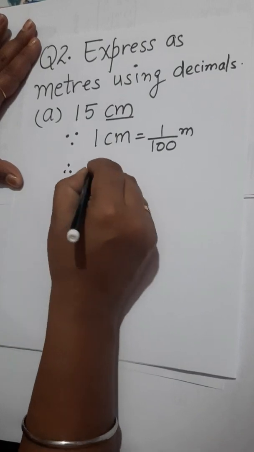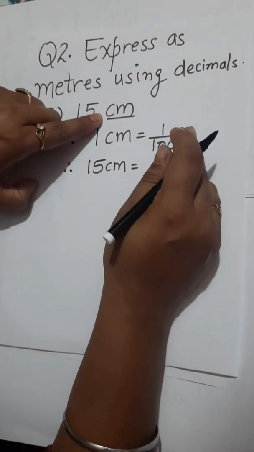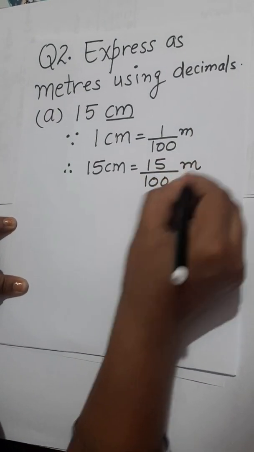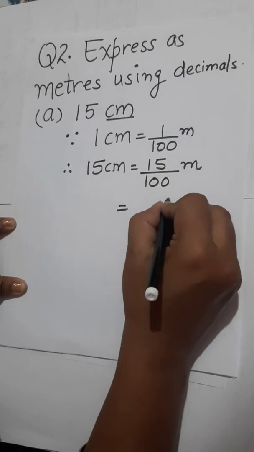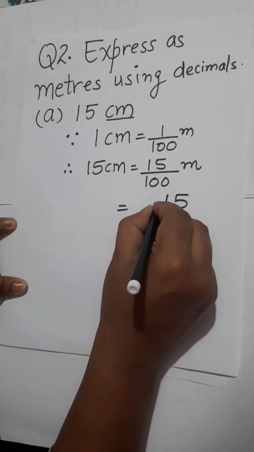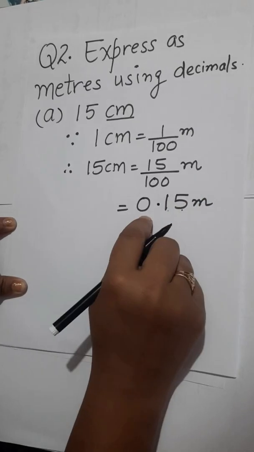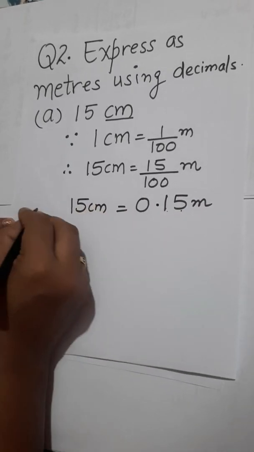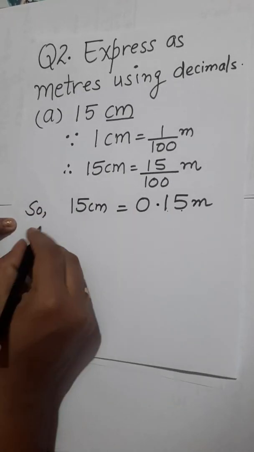So we can write, therefore, 15 centimeter. Whenever you have to express centimeter into meter, just divide the given number by 100. Now here we have 2 zeros in the denominator. It means write the numerator first, then after 2 digits from the right put the decimal, then 0 before the decimal, 0.15 meters. Simply we can say, so 15 centimeter is equal to 0.15 meter.